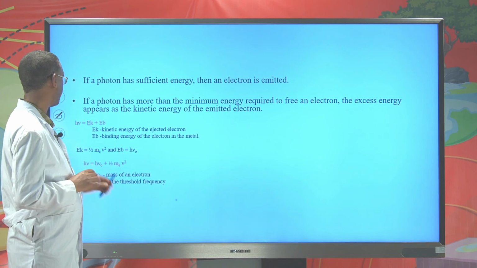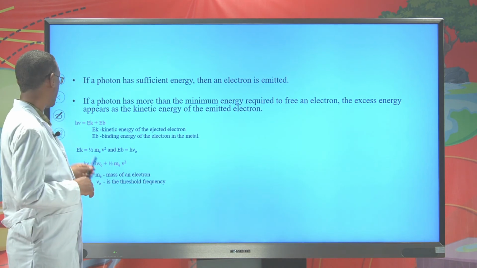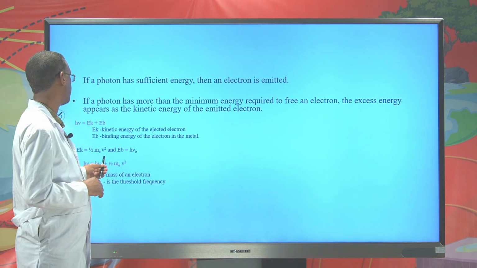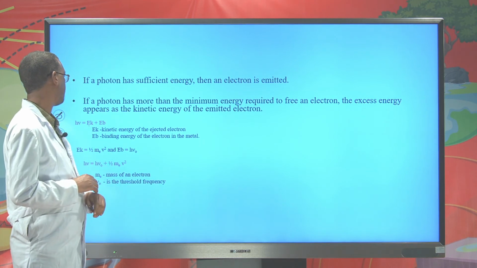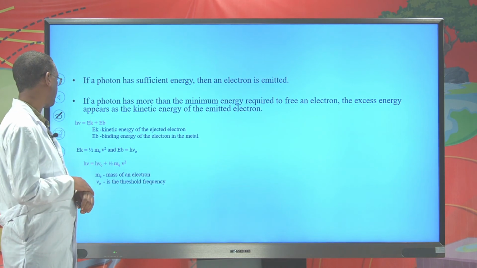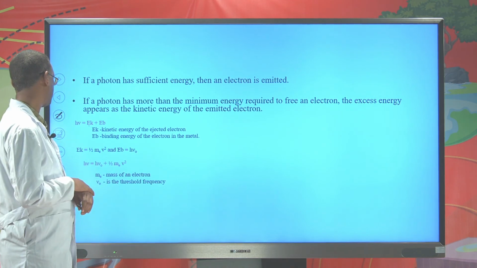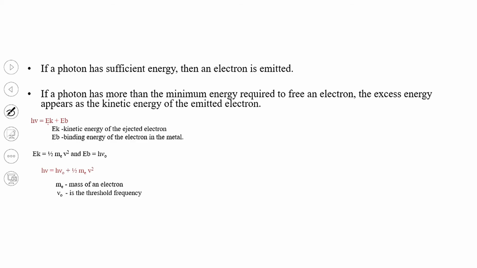We know that the kinetic energy of the electron can be calculated using half times the mass of the electron times the velocity of the electron squared, and the binding energy of the electron can be calculated as h times nu naught. So this one is the threshold frequency. So by substituting this, we will have h nu is equal to h nu naught plus half the mass of the electron times the velocity of the electron squared.